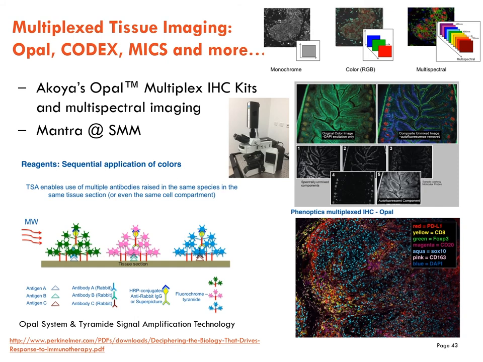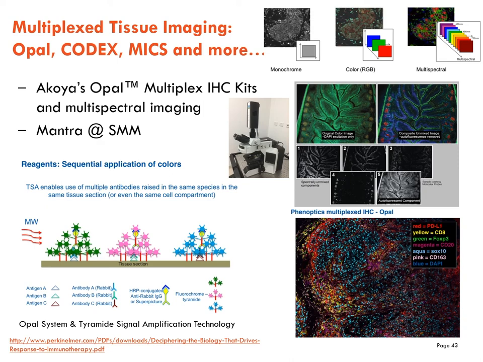In recent years, multiplexing and multispectral imaging techniques have become very popular, especially for FFPE slides. I'm going to quickly introduce the OPAL system, the CODEX system, and the Maxima system. The Akoya OPAL multiplex IHC kit can label FFPE slides with up to 7 colors based on TSA, tyramide signal amplification technology. By using the microwave to get rid of the excess dye, you can add multiple colors on top, up to 7 colors in the OPAL staining.